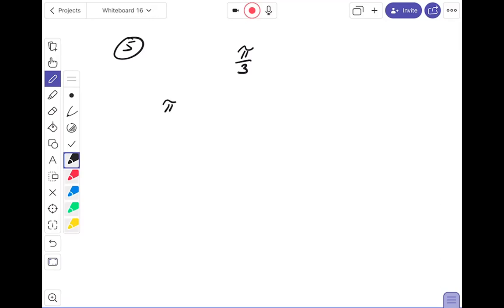So what I'm going to do, pi over 3 plus 2 pi. That's one complete rotation around. What's this going to be? Pi over 3 plus, well, that's going to be 6 pi over 3, right? That's going to give me 7 pi over 3. I want to point out the pattern for going up is going to be 6 pi over 3.